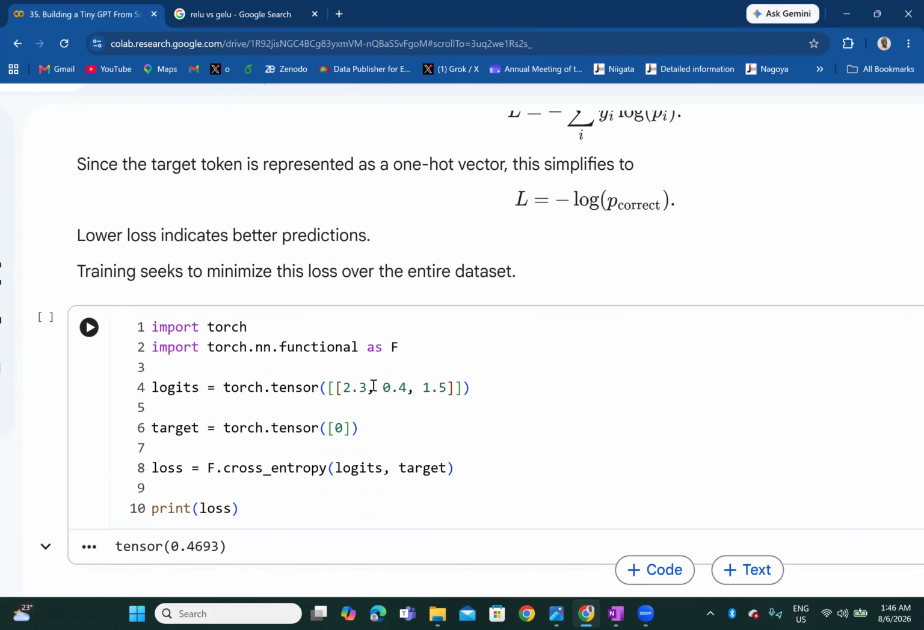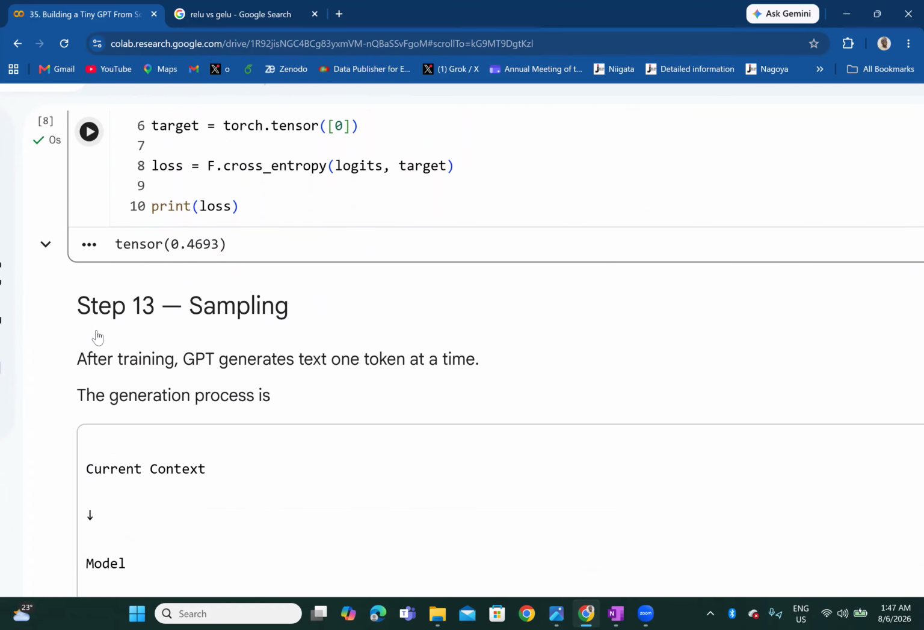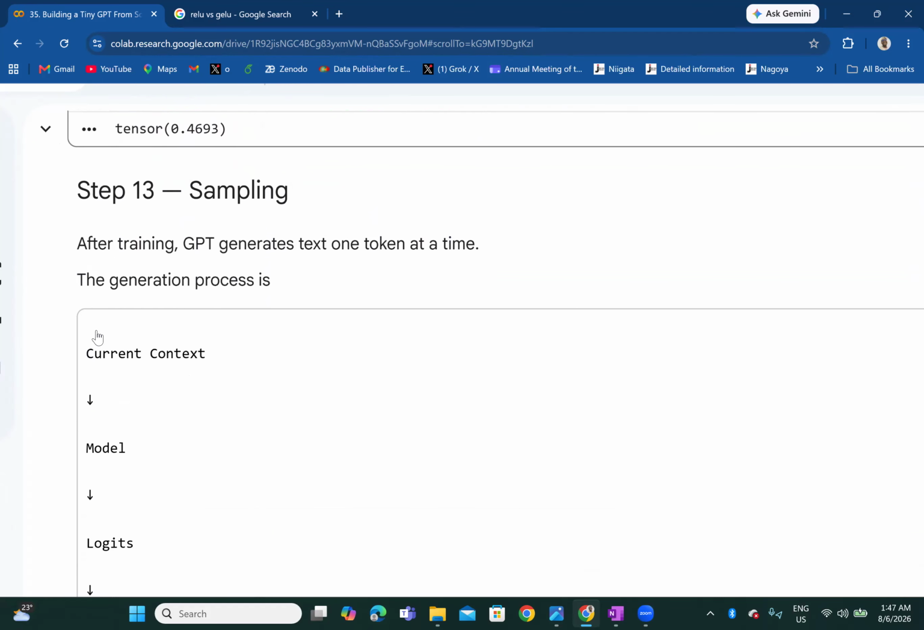So imagine we have logits. Logits are all those Z values, right? So you have 2.3, 0.4, 1.5, and the target is 0. Now compute the loss. Softmax and cross entropy come from the PyTorch neural network functional F. So you have F.cross_entropy, and you take the logits with respect to the target. At the end of the day, if you print the loss, it is 0.4693. That may be high, but if you keep fine-tuning, you may end up getting something better.